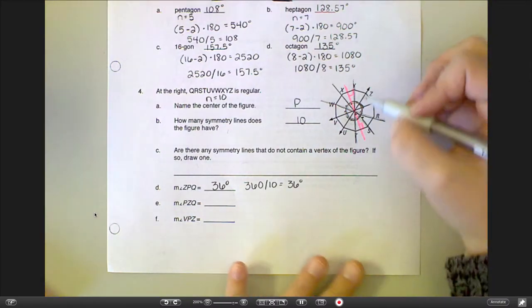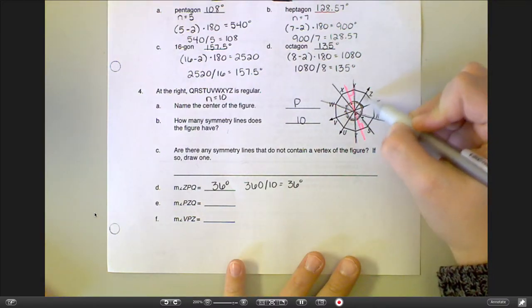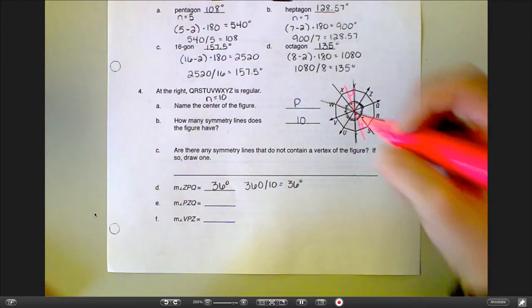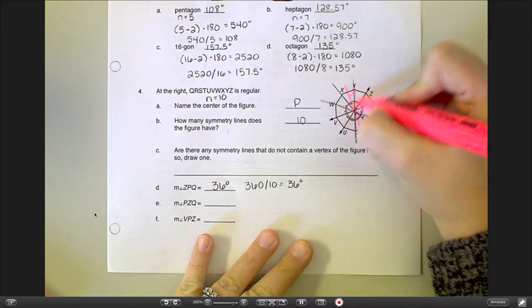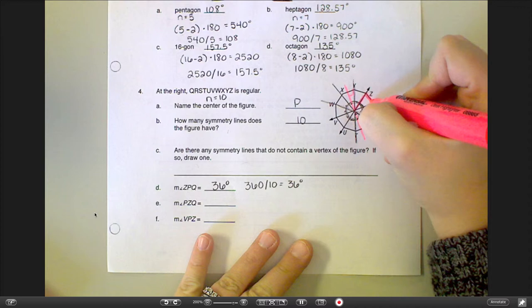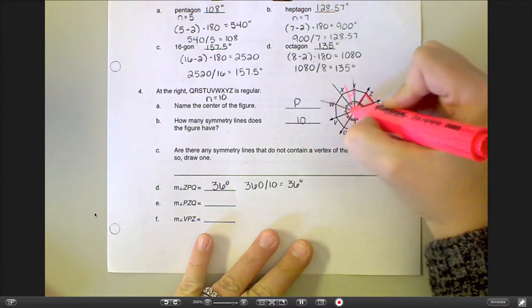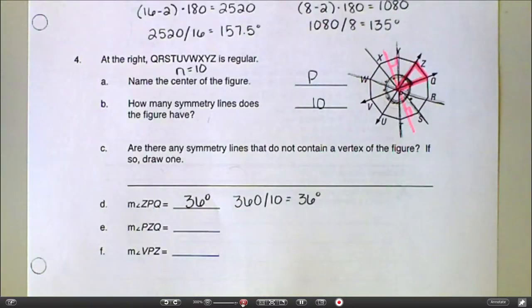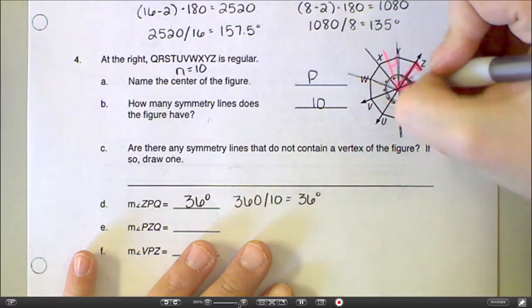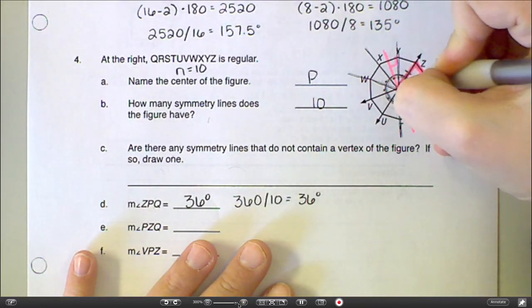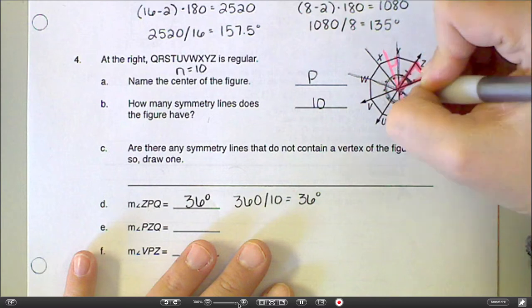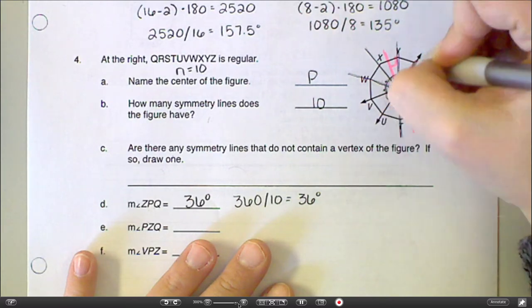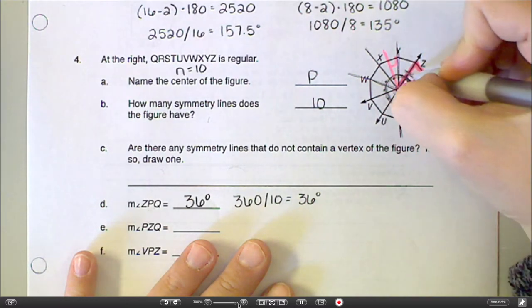Angle PZQ is this one here. I guess what I could do is just highlight this triangle. I want you now to just look at this wedge. What kind of triangle is that? It's isosceles, yeah. These two pieces are going to be equal because it's going to be an equal distance from the center. So this and this are equal to each other. So this is an isosceles triangle.